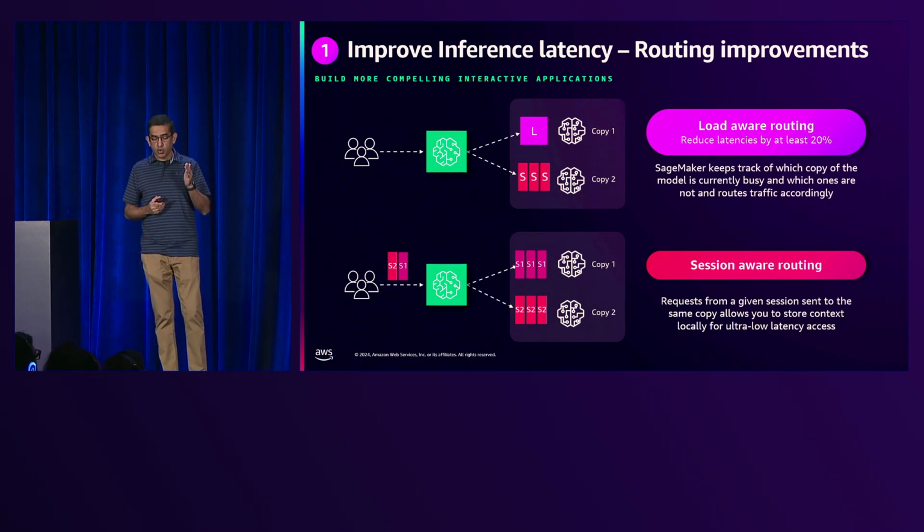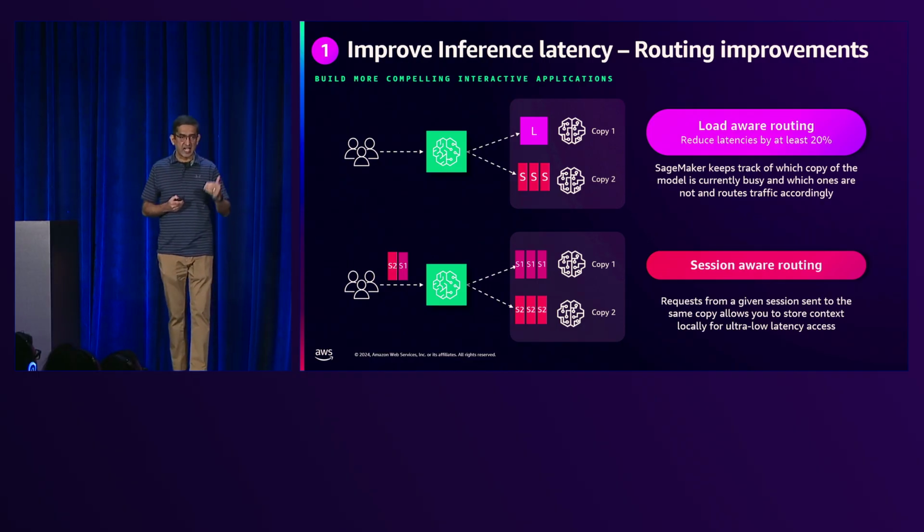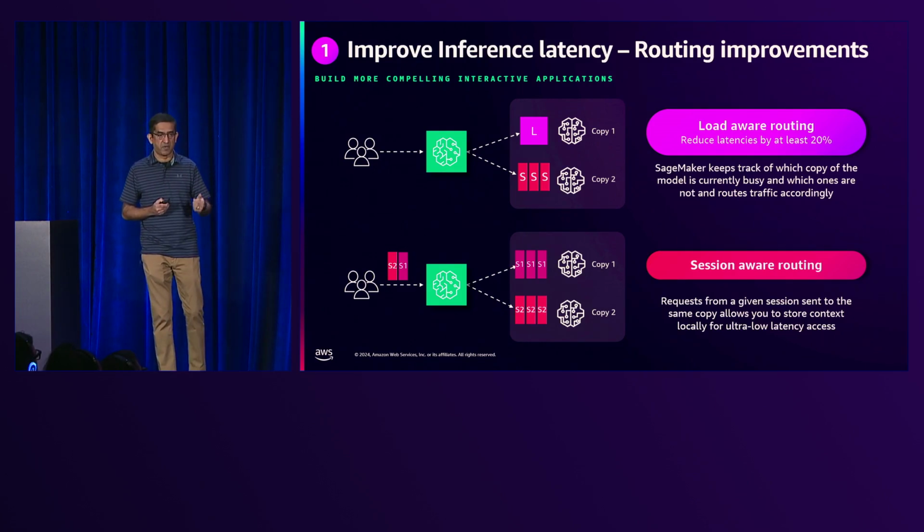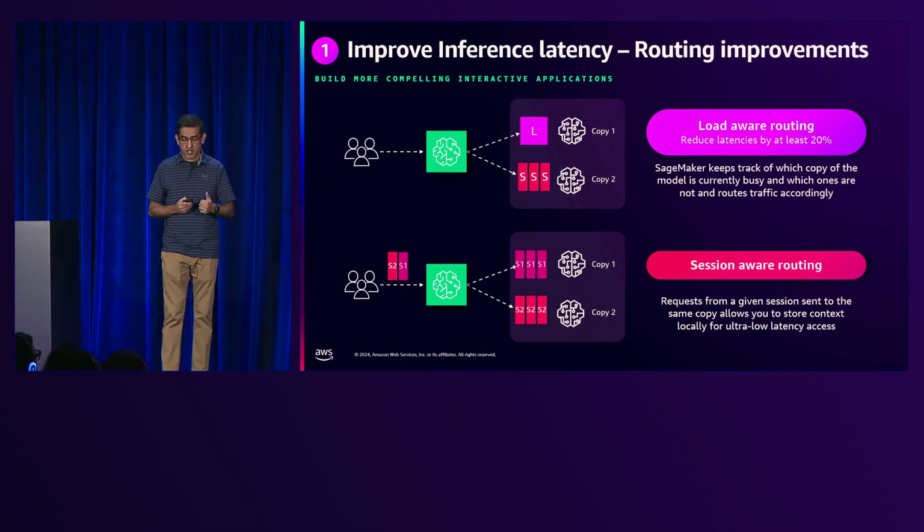But with the new load-aware routing strategy, you can set this using a flag when you configure your endpoint. SageMaker now can keep track of which copies of your model are currently serving traffic and route requests to copies that are available to serve new requests. And this can reduce your inference latencies by over 20%.